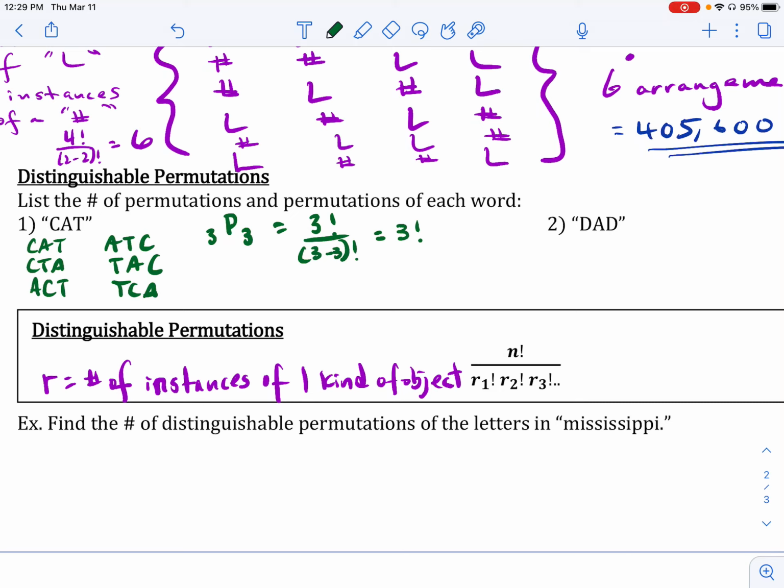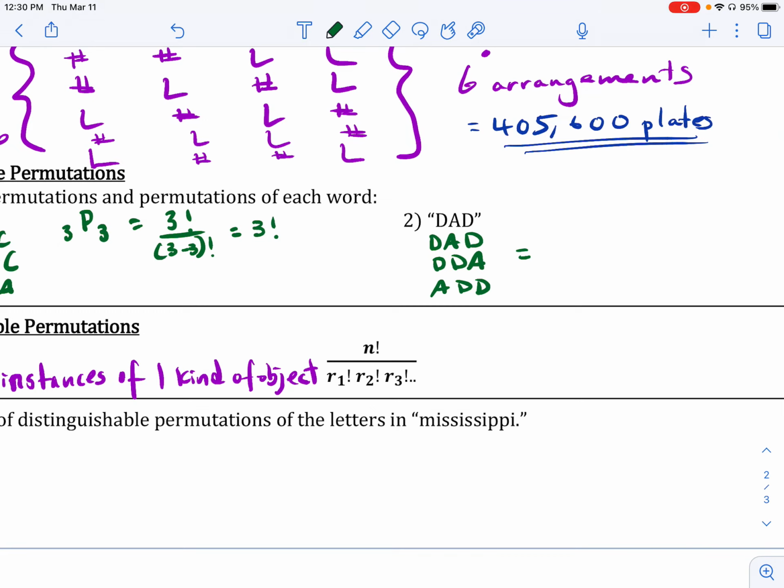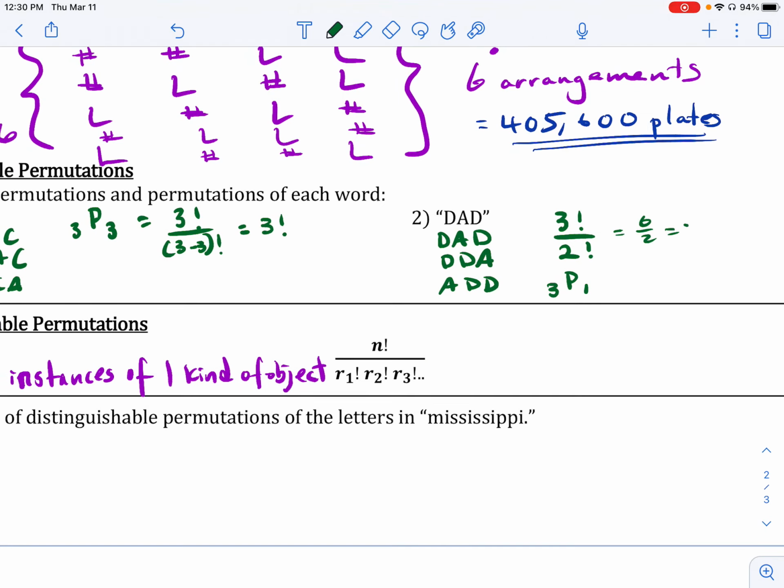Okay. Now, let's try this next example. What about the word dad? Now, this one's a bit different because 2 of the letters are the same. So what are the different permutations we can come up with here? This would be DAD, DDA, and ADD. So we've got 3, obviously we have 3 different arrangements if I got them all. And so this would be equivalent to us saying 3 factorial over 2 factorial, right? Or 3 pick, in this case, 1. Okay? So this would be equal to 6 over 2, which is just 3.